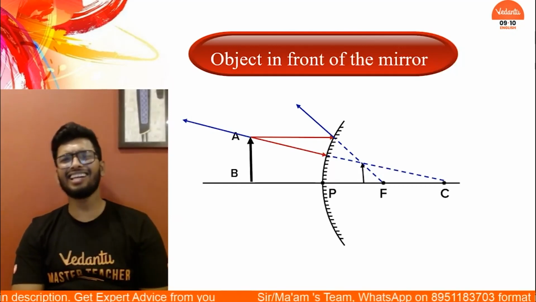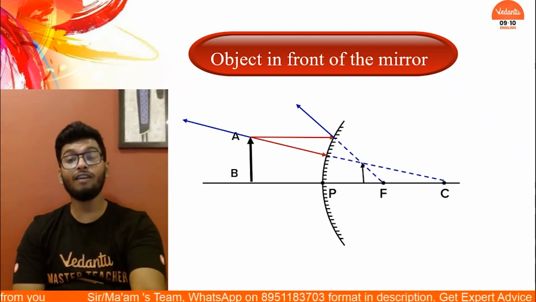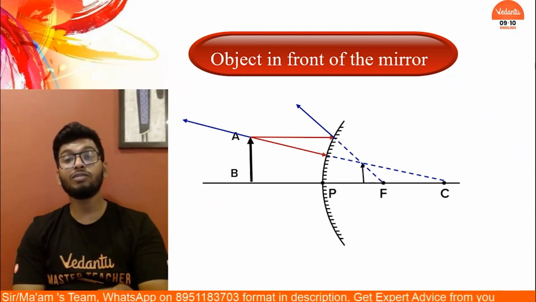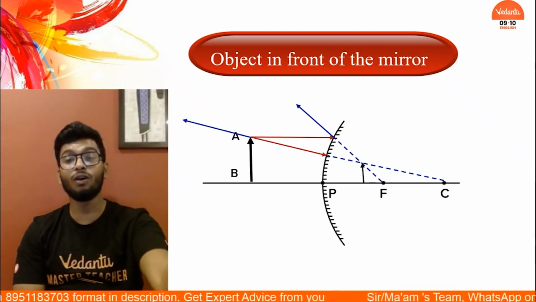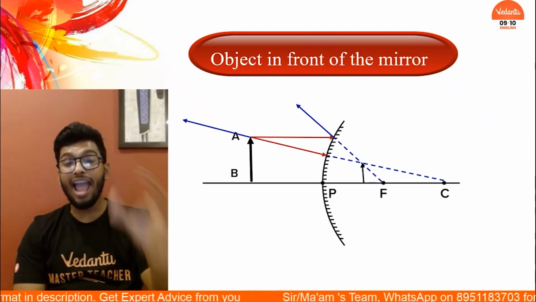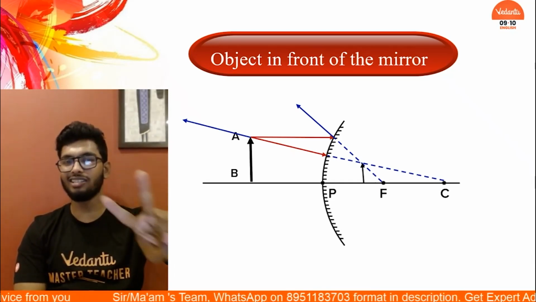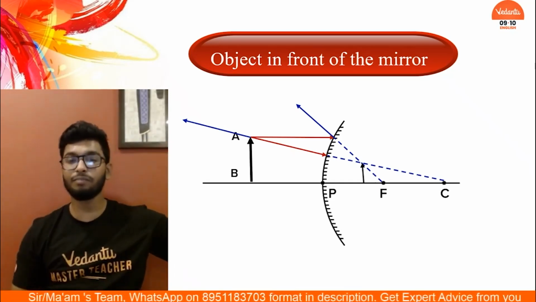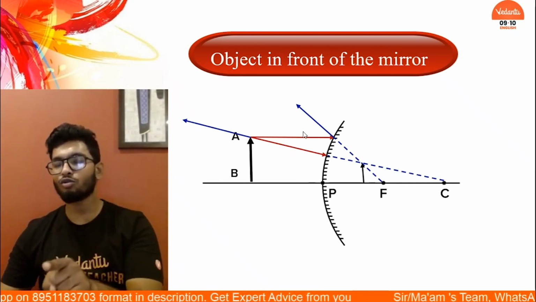The second ray diagram is even simpler than that, because all you have to do is this: keep the object wherever you want. No matter where you keep the object, it really doesn't matter. I'm going to take two standard incident rays which you have learned in the previous session: one which is parallel to the principal axis and the other passing through the center of curvature.